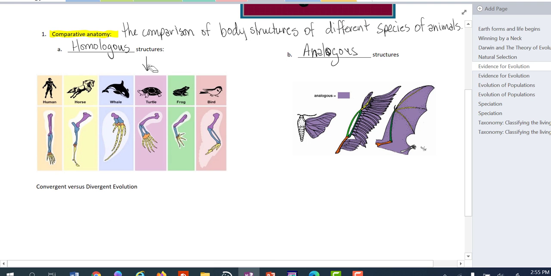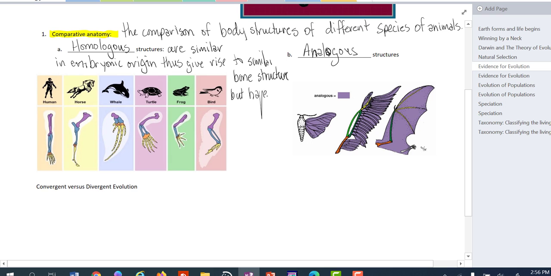Well, homologous structures are very similar in their embryonic origin, all right? So they are similar in embryonic origin, and thus give rise to similar bone structure. But they have a different function.